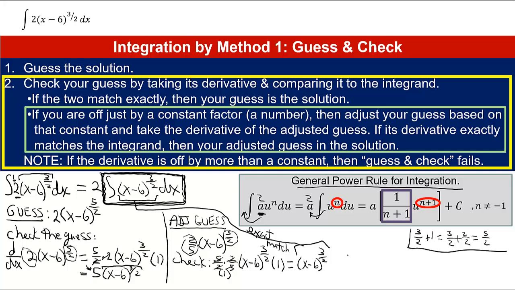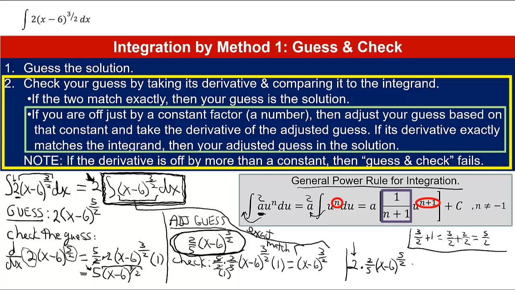So that means when all is said and done, remember the 2 is just sitting there. So I want to keep it there. It's 2 times, this 2 is just sitting there, so I have to include it here. 2 times my adjusted guess. Well, what was my adjusted guess? My adjusted guess was 2/5 times the quantity x minus 6 to the 5 halves.